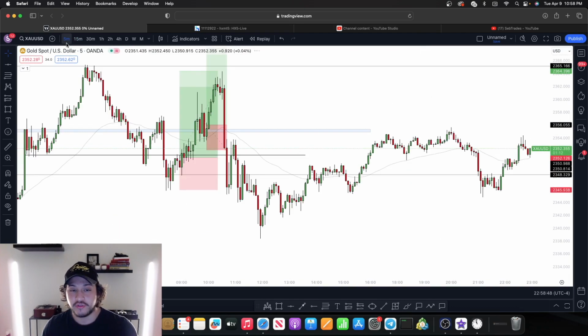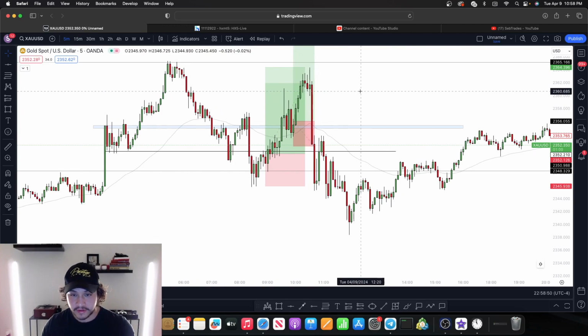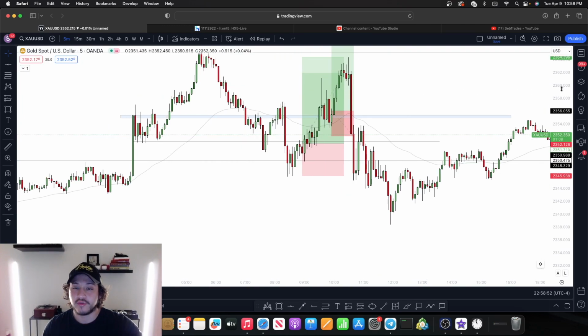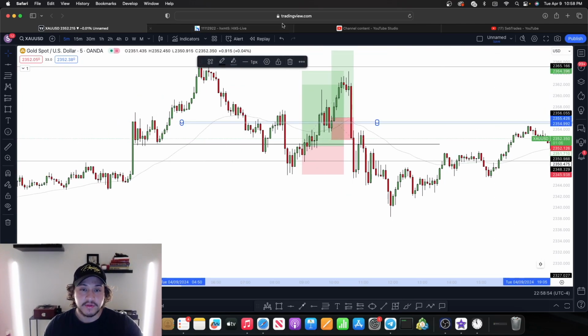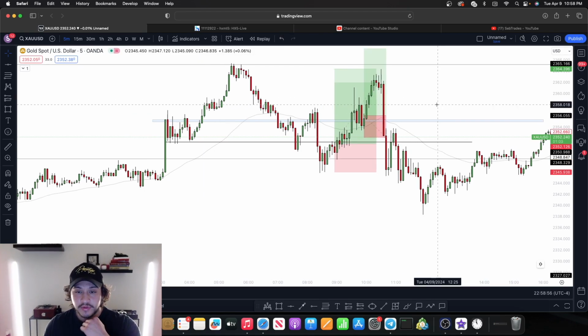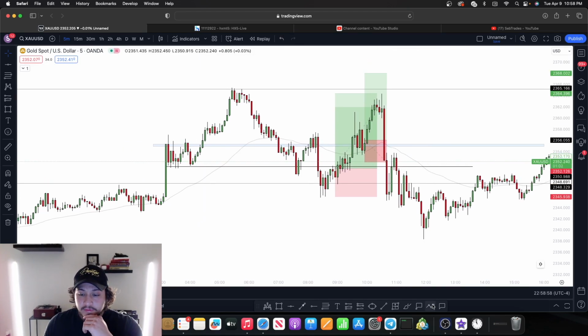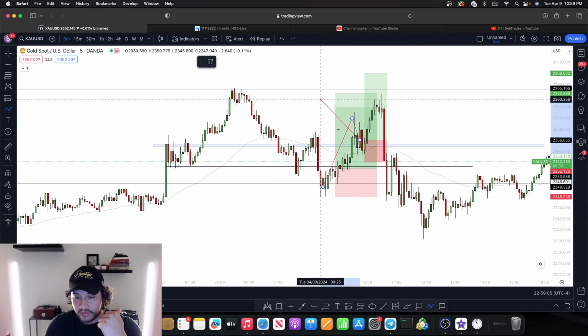Now I did not send this entry in the VIP, since I did not want to manage more risk there. I ended up taking this one by myself in my account. But check this out. Once we headed to the upside, we got this pullback exactly to the 2351, and as you can see, as soon as we got the pullback, price immediately rejected it, right?